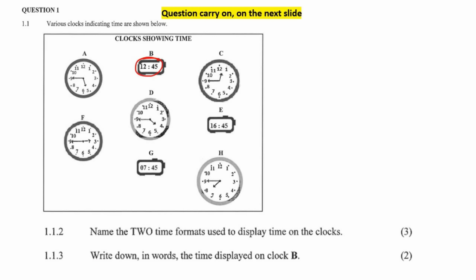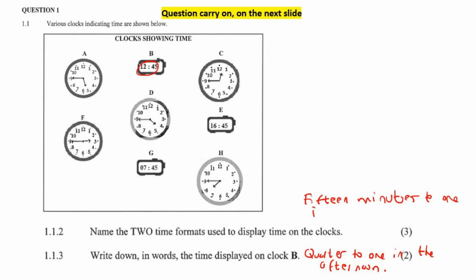And how do we know if this is afternoon or if this is 12 o'clock in the morning, like midnight? Well, it's not midnight, because if it was midnight, it would be 00.45. Okay, that's midnight. But this is definitely in the afternoon, and they want you to be able to explain that to them. So you're going to have to say here that it is quarter to 1 in the afternoon. Okay, you are also allowed to say 15 minutes to 1 in the afternoon.